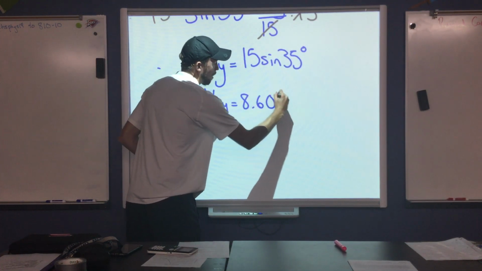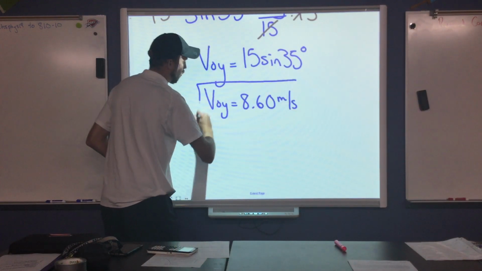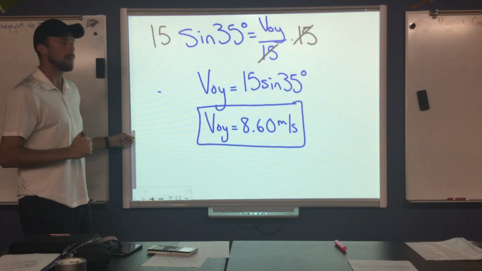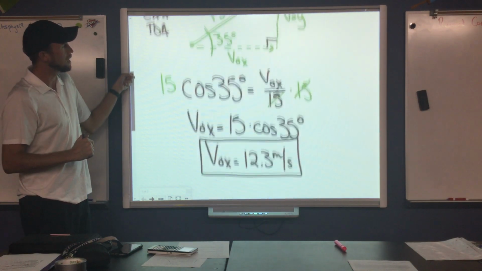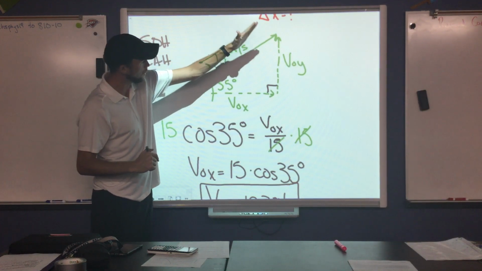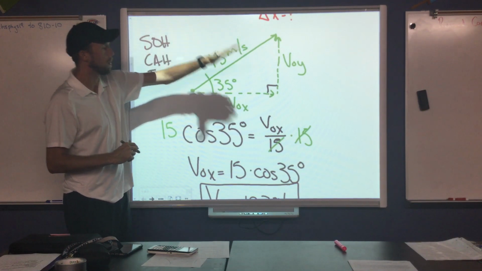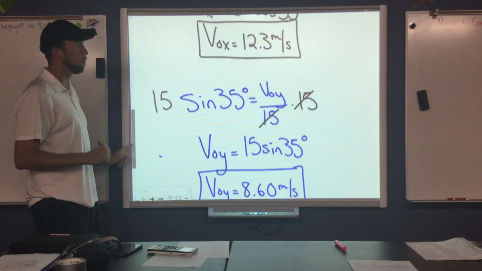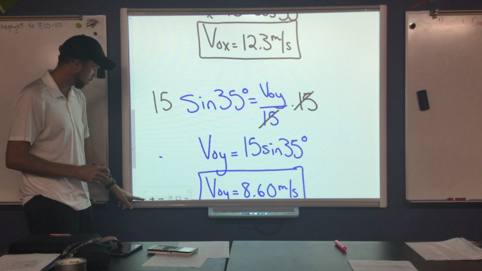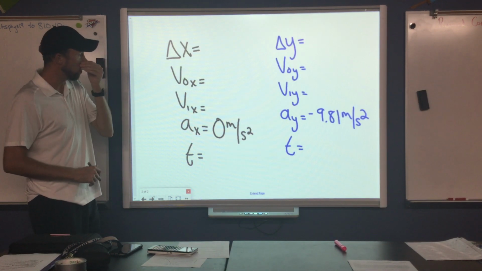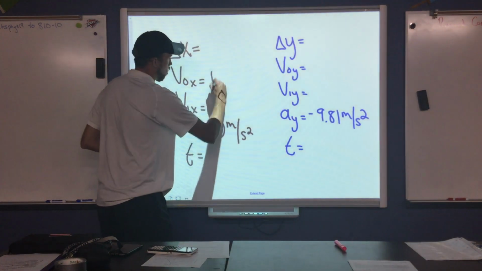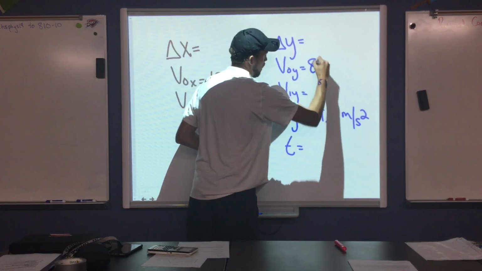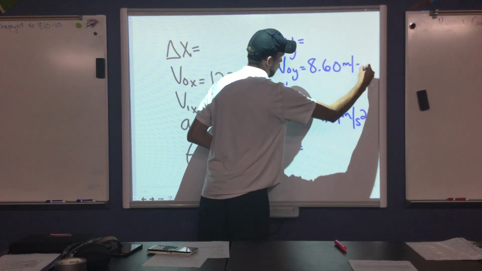And again, our value here should be lower than 15 because it's one of our components, not the resultant. And it should also probably be lower than our x component because our angle here is under 45 degrees, which means more of our velocity will be horizontal than vertical. So now we're just going to take our values and plug them back into our list of variables. So our initial velocity in the x we solved to be 12.3 meters per second, and our initial velocity in the y, 8.60 meters per second.